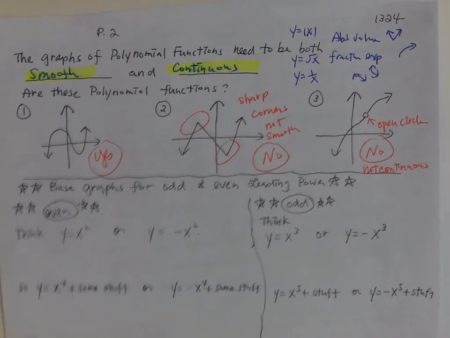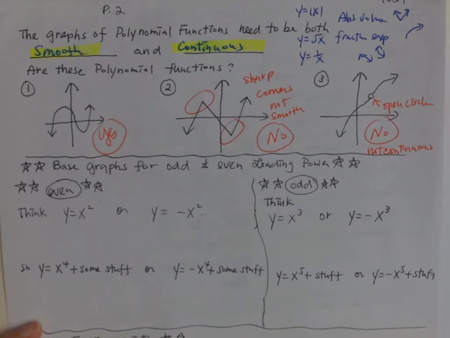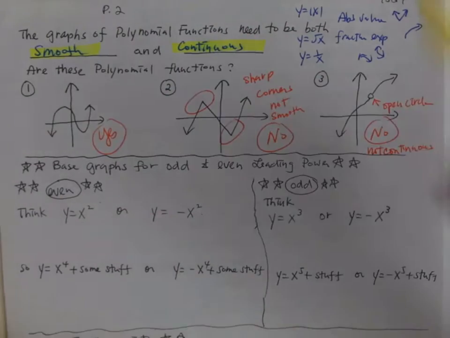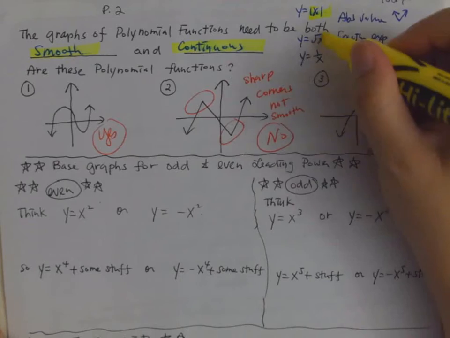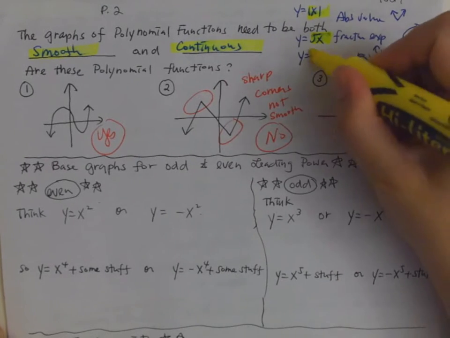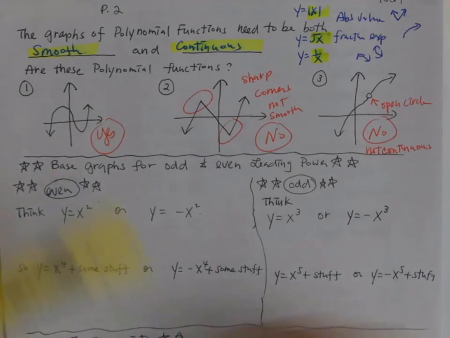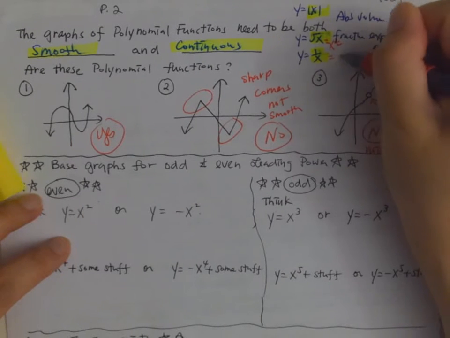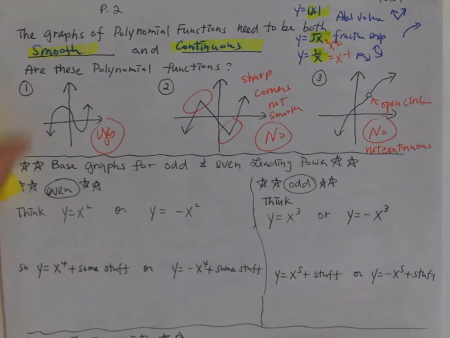Okay, so the graph of a polynomial needs to be both smooth and continuous, and it's linked to the three restrictions we have: no absolute values, no fractional exponents, and no negative exponents. Because this one can be x raised to 1/2, and this can be x raised to -1, right?